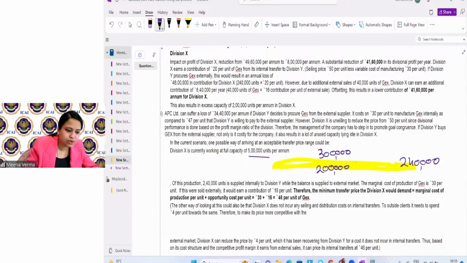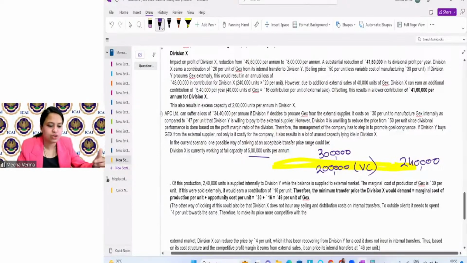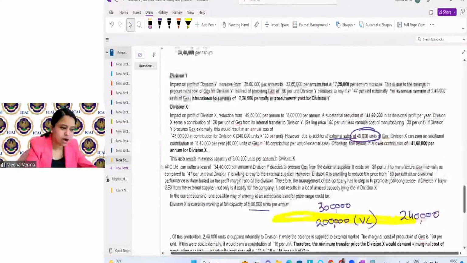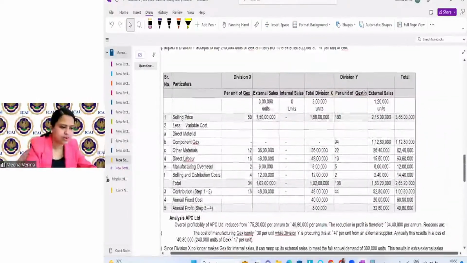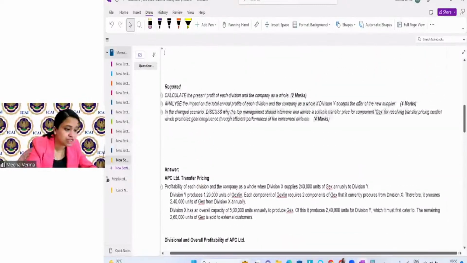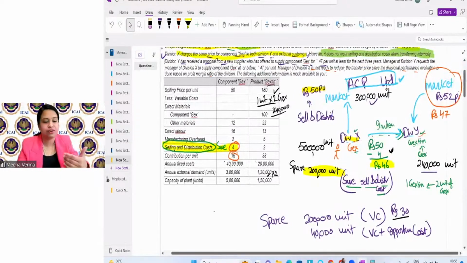So for 2 lakh units, they can transfer at variable cost. And for the remaining 40,000 units, what will you expect? For the remaining, you will expect variable cost plus opportunity cost. For the external extra 40,000 units, you will expect both variable cost plus opportunity cost. So this is how you can write it. You can read and write everything. This is the final conclusion I have given you just by understanding the question and the scenario.